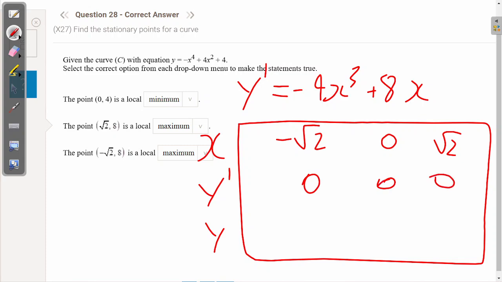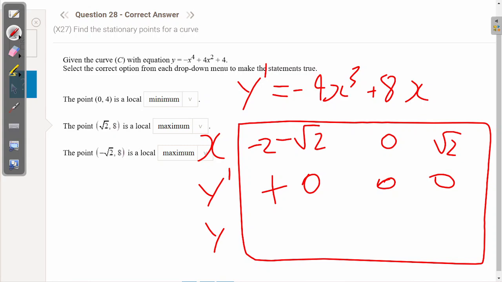Okay, now we want a point before and after. So what's before negative radical 2? Radical 2 is about 1.4, so let's choose negative 2. Substitute negative 2 in the derivative, you'll get negative 4 times negative 2 cubed plus 8 times negative 2. You get 16, which is positive. Okay, you put positive here.